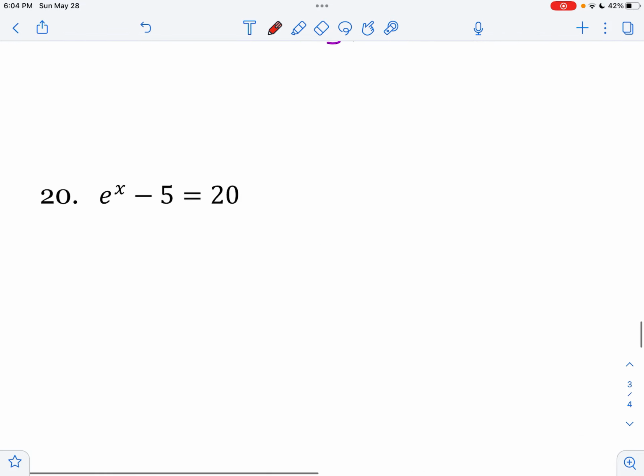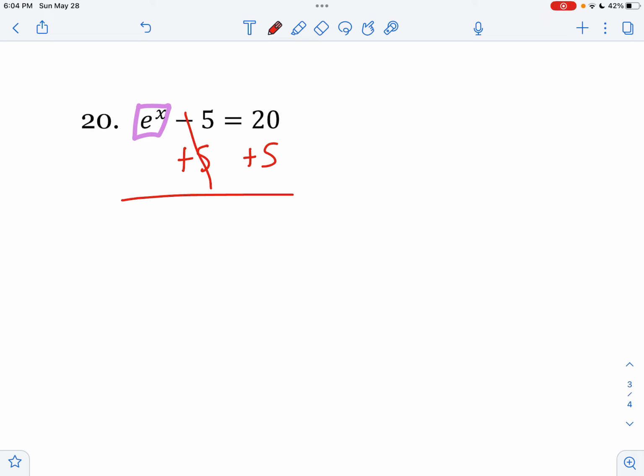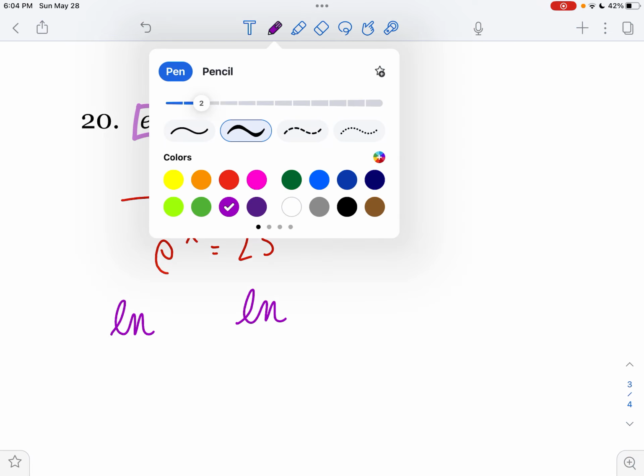Okay, number 20. Last one. Remember how we had to get natural log on one side? I have to get e to the x on one side. So I'm going to add 5 to both sides. And then that's 25. And then remember when you have an e, how I get rid of e is I'm going to take the natural log of both sides. So I'm going to say natural log of both sides.